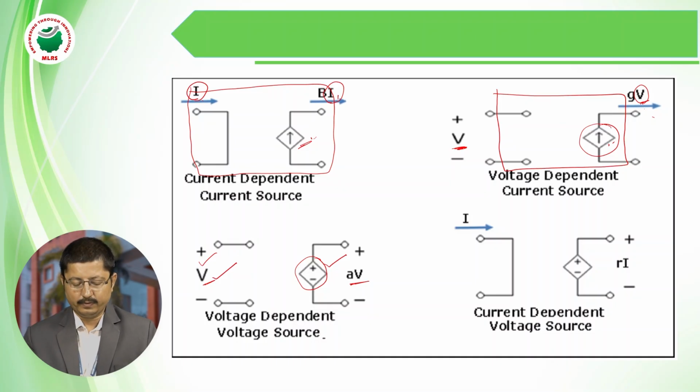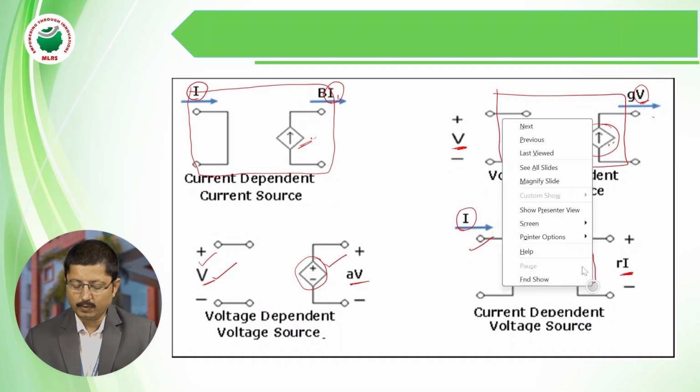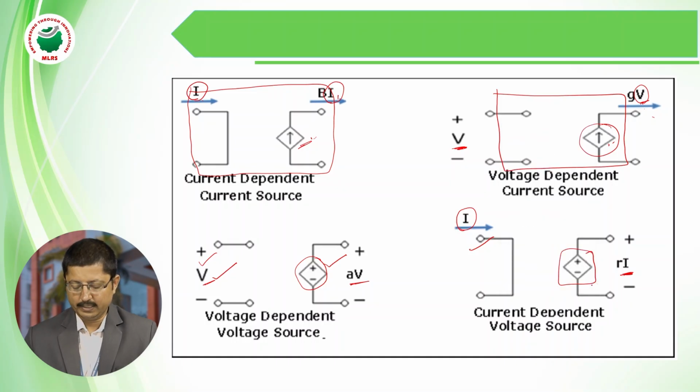Whereas in case of independent sources, the sources are not dependent on other branch voltages or currents. Especially in case of dependent sources, they are dependent on the voltage or current in the same network. That's why these sources are called dependent sources. Coming to the next diagram, this voltage source depends upon the current within the circuit, so it is called a current dependent voltage source. So these are all called dependent sources: current dependent current source, voltage dependent current source, voltage dependent voltage source, and current dependent voltage source.